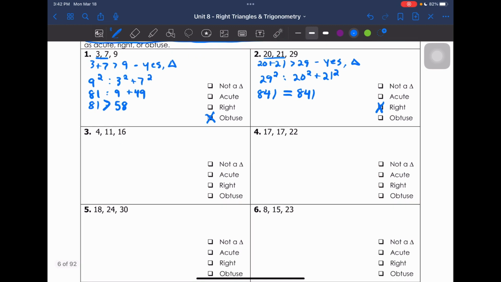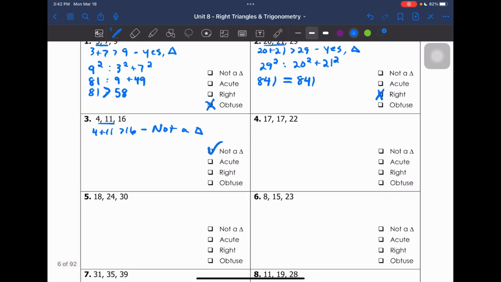So let's keep going with number 3. I'm going to take my two smaller sides, 4 plus 11, and see, is that greater than 16? Well, 4 plus 11 is 15. 15 isn't greater than 16. It's smaller. So this is actually not a triangle. We wouldn't be able to make a triangle out of these side lengths. So that's what we're going to check off here.